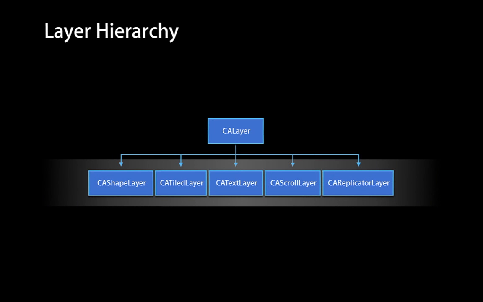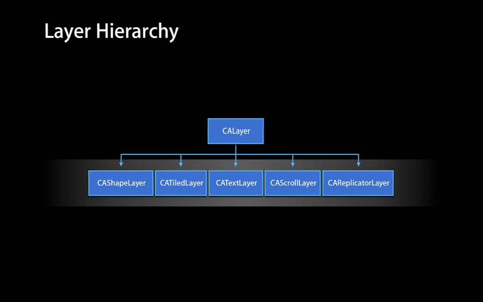After that, everything works identically, both on Mac OS X and iOS, with some minor exceptions that I won't go into, but are well documented. So the CA layer hierarchy looks like this. I've left out some of the subclasses that exist. We'll talk about some of these subclasses.